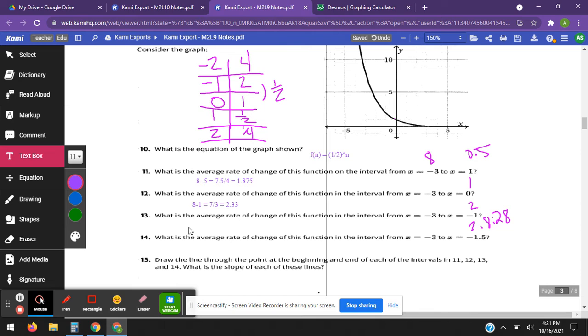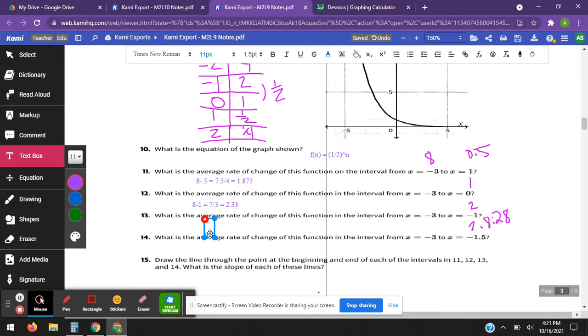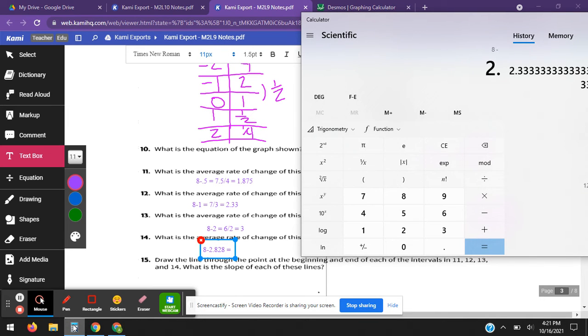Okay, so here for this one, I'm doing 8 minus 2. So 8 minus 2 equals 6. And here from -3 to -1 is 2 spots. Well, 6 divided by 2 is 3. So that was an easy one. And this one, I'm doing 8 minus 2.828, which equals 5.172.